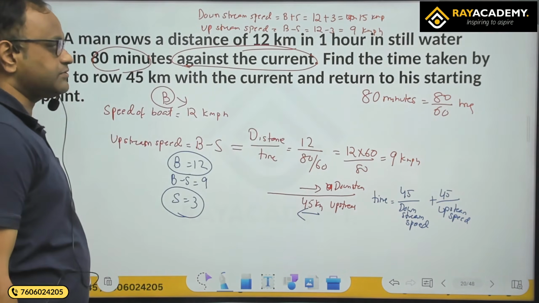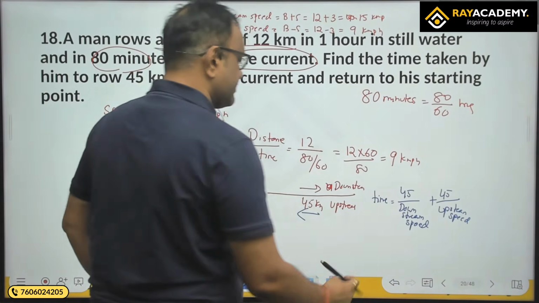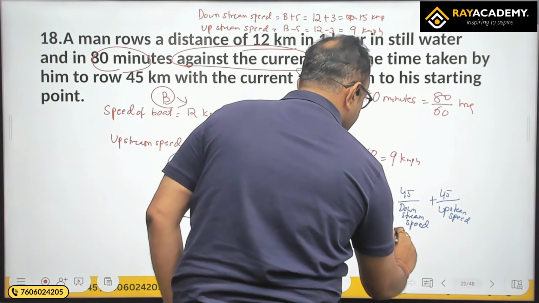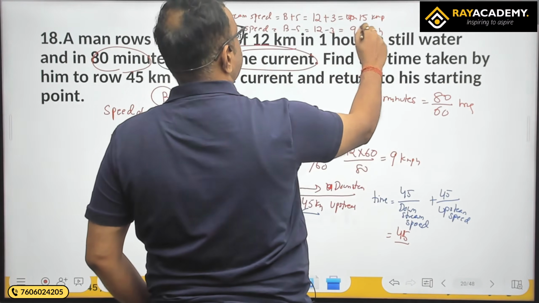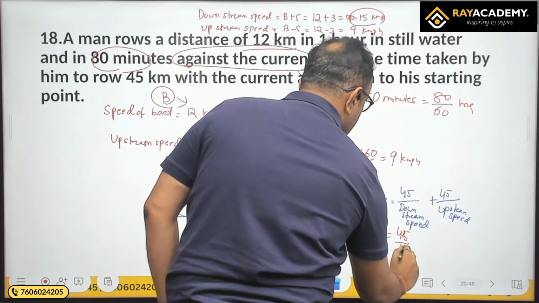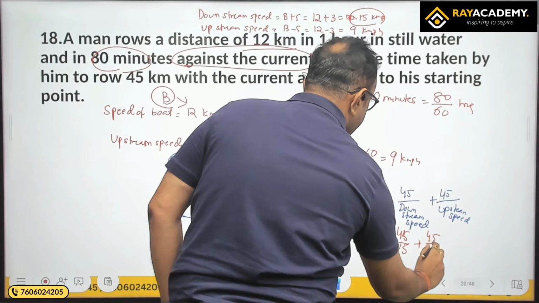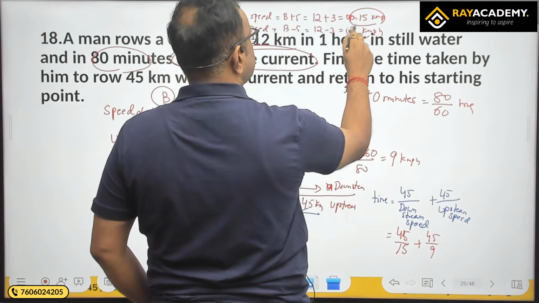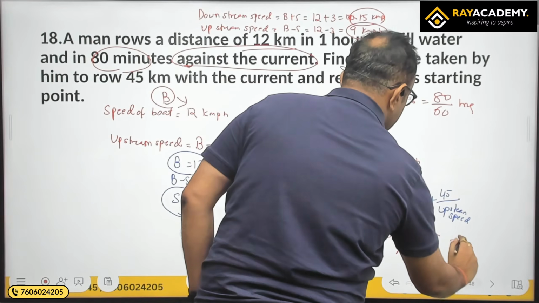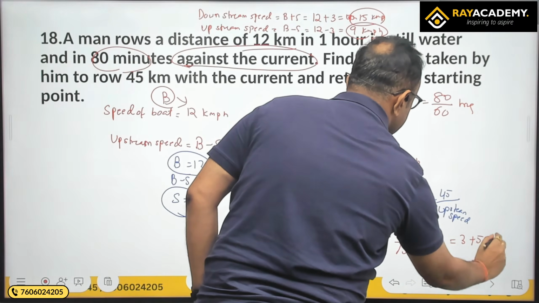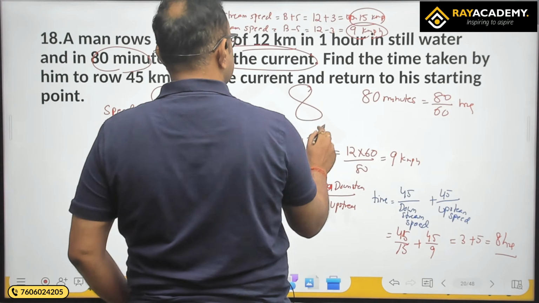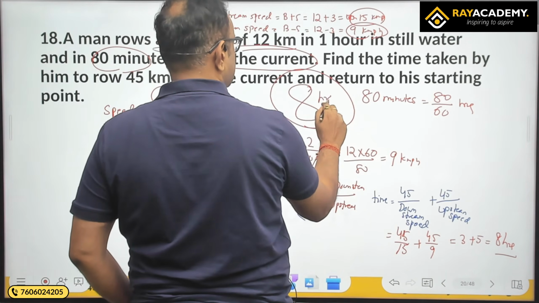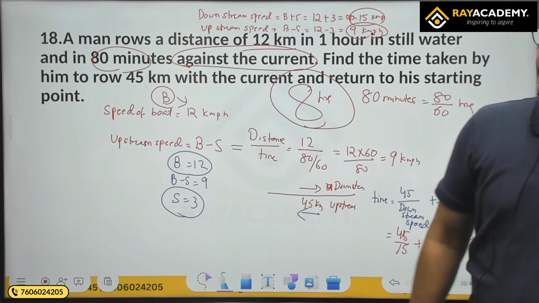Now you can put both the speeds in to find out the total time. 45 divided by downstream speed. What was the downstream speed? 15. 45 by 15 plus 45 by 9. Upstream speed is 9. So you are getting 3 plus 5, that is 8 hours. So the right answer for this question is 8 hours. Hope you are getting this.